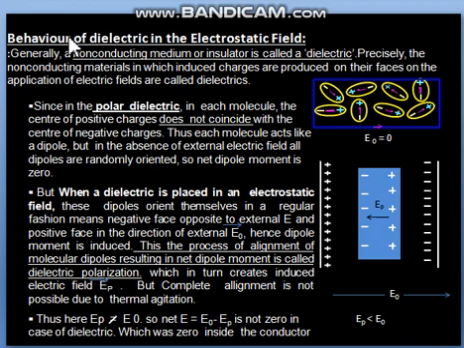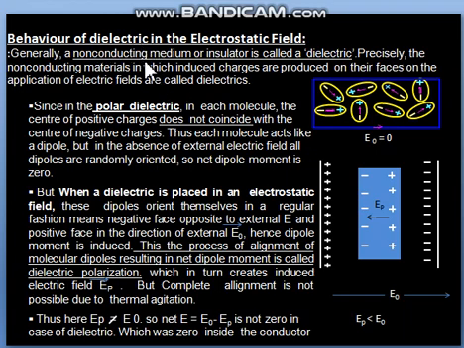Okay, so we will understand the behavior of dielectric in the electrostatic field. Now, what is a dielectric? Let us understand this meaning. Any non-conducting material or insulator is called a dielectric. And why is this special name given, or in which case will this dielectric name be given?